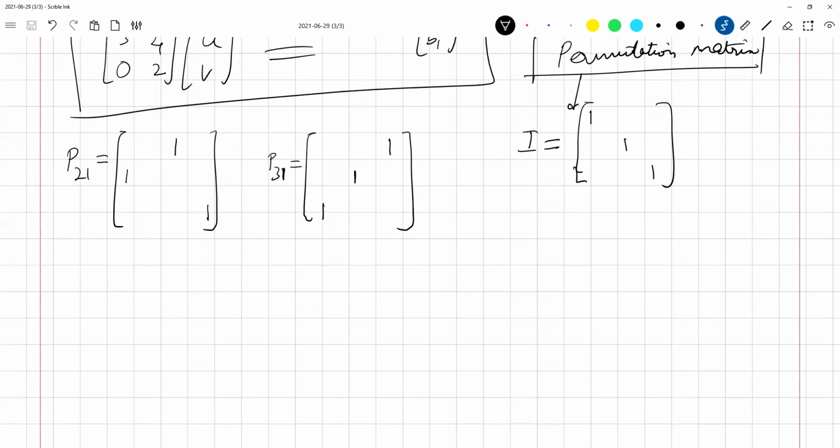Now the next permutation matrix is going to be the exchange between the remaining pair, 2 and 3. These are all the row exchanges.